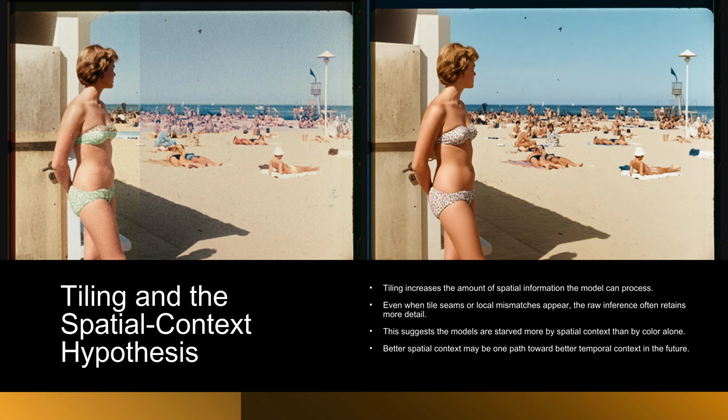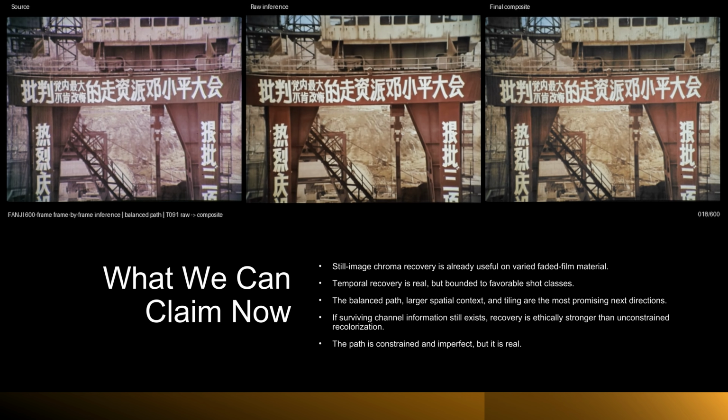In the raw inference, you can often see more detail than in the ordinary single-frame route. Sometimes you even start to see grain come back. That suggests that these models may be starved more by spatial context than by color alone. So one possible future path is that stronger spatial context may eventually become the bridge toward better temporal context as well. If the model can work at a higher spatial level, maybe later it can also work with better temporal consistency. So where does all of this leave us?